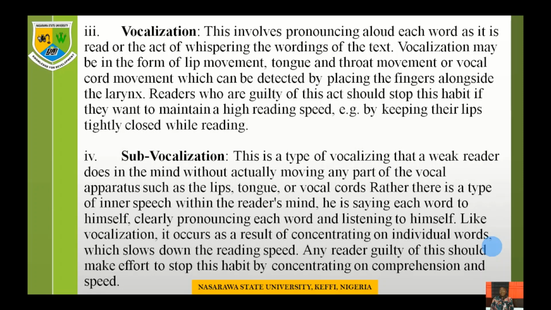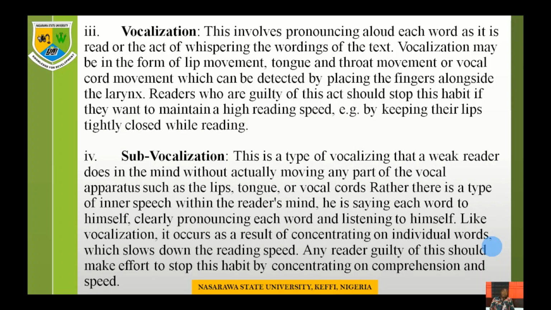At this level of our education attainment, we are not expected to vocalize what we read. We are not expected to read aloud what we are reading. So if you are guilty of this act, please stop it. If you really want to maintain a high reading speed, try by all means to keep your lips closed while you read.